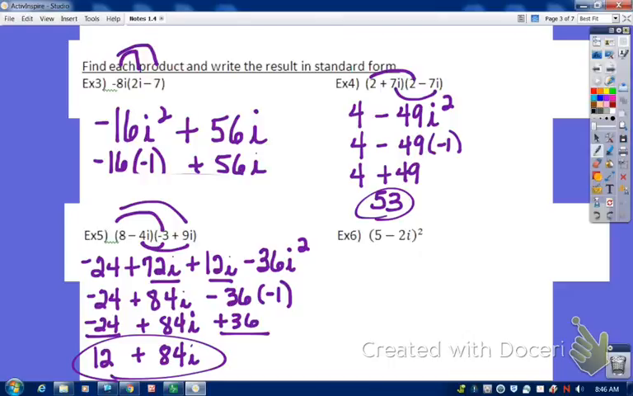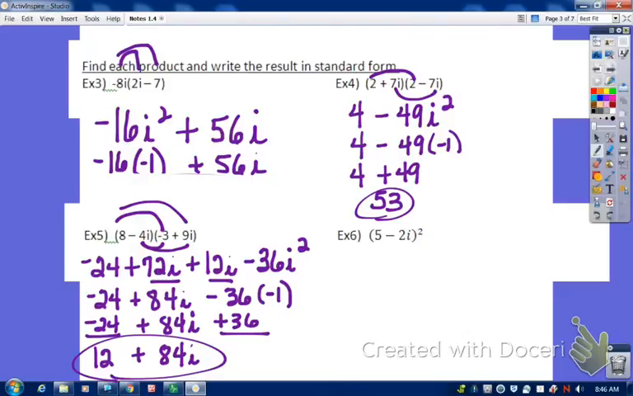Questions about 5? Why was it -1 when you changed the i squared? Just the definition of i squared in the set of imaginary numbers is -1. Oh, so it's going to be -1. Always going to be -1. Okay, example 6, we have a shortcut for 5 minus 2i squared.